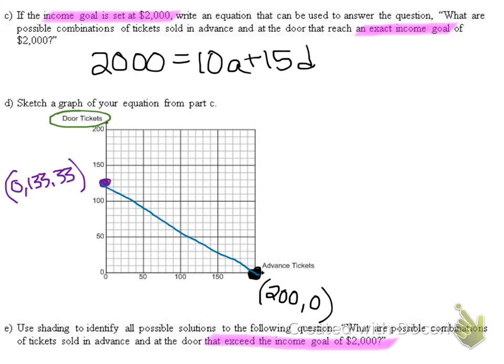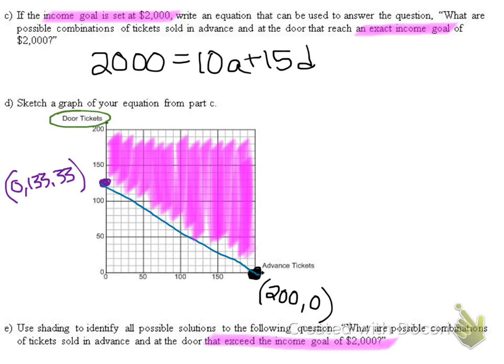Alright, question E says to use shading to identify all possible solutions to the following question. What are possible combinations of tickets sold in advance and at the door that exceed an income goal of 2,000? There's many different combinations that would fit that situation, and so we use shading on our graph in order to show that. If we're wanting to exceed our income goal, then that means we need to shade in all the points that are above the line.